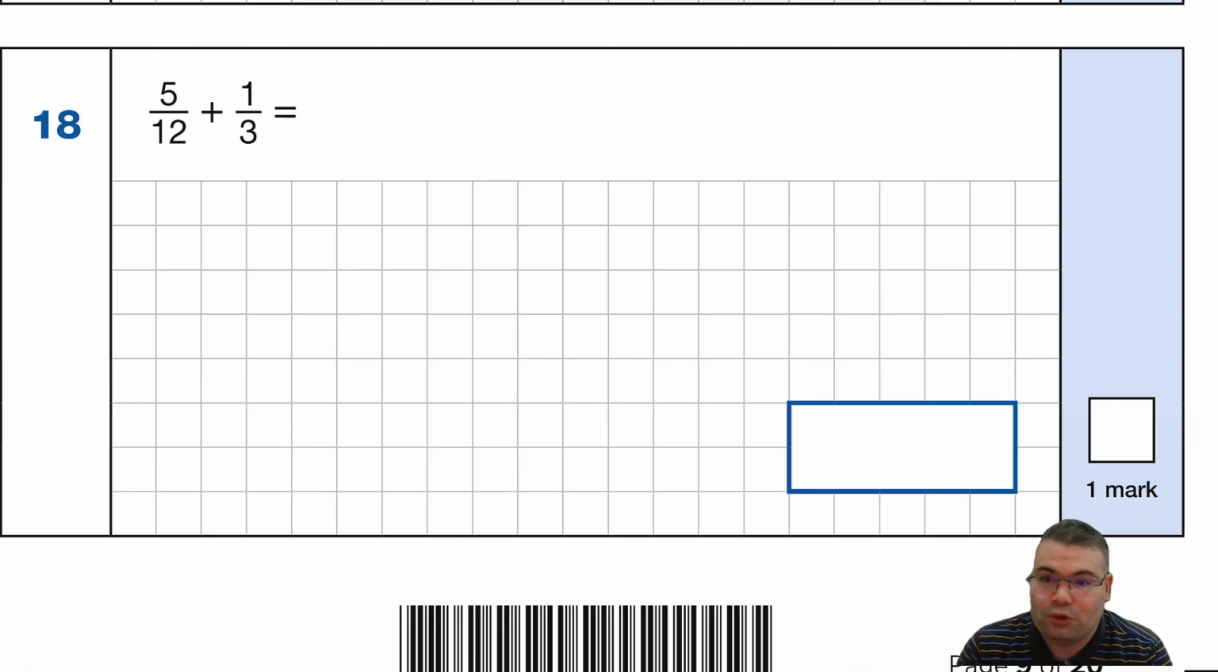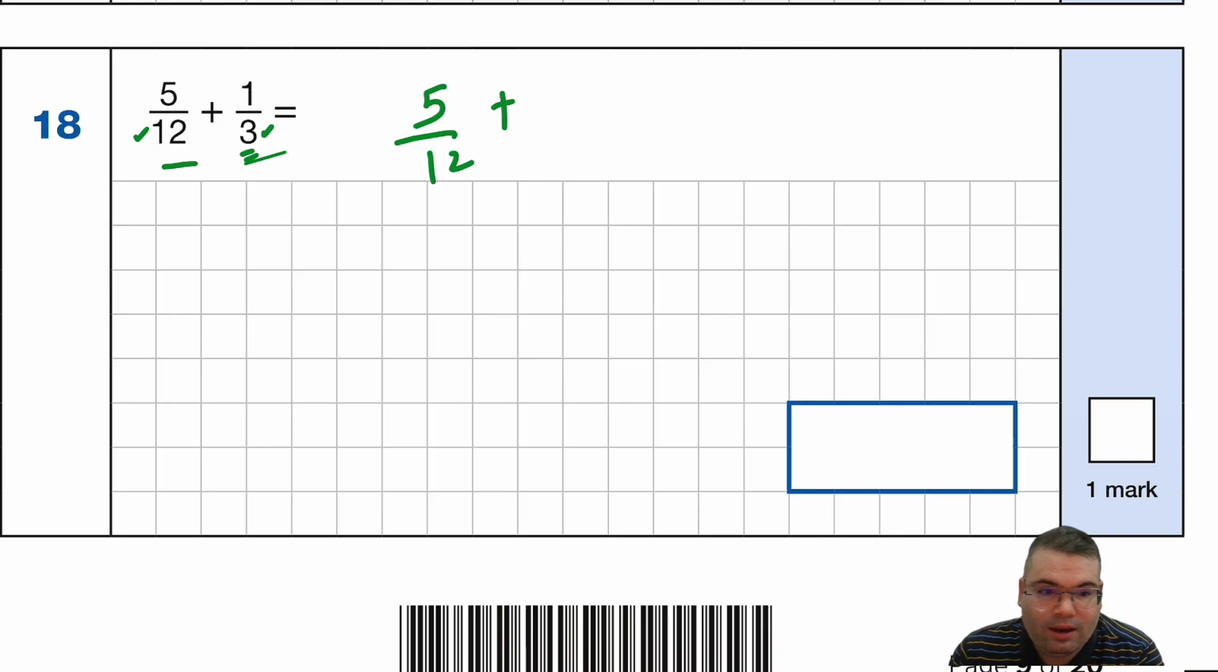So this is the next question. 5 over 12 plus 1 over 3. We know that to add them, we just need to make the denominator the same, base same. So let's just make this 3 as 12. So we can write it as 5 over 12 plus, multiply and divide by 4. So it becomes 4 by 12, right? Now 12 is the same.